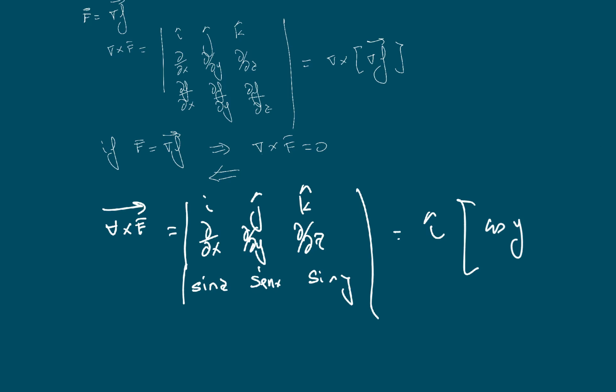So this vector field is not conservative. I was waiting for it to be conservative, but it's not conservative because at least one component is not zero.